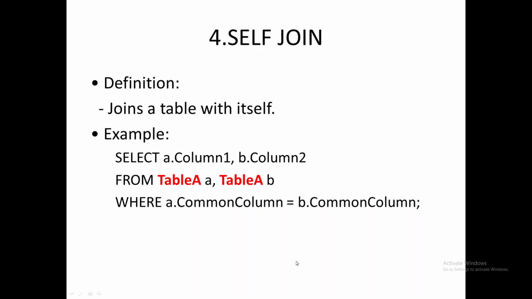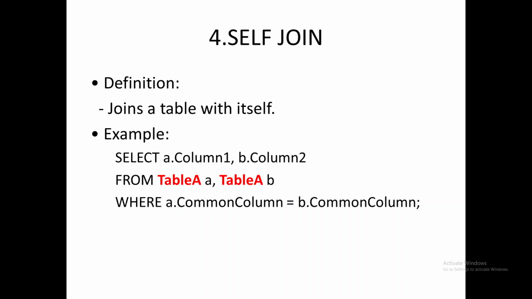Next type of join is called a self join. Self join basically means joining the same table to itself, joining a table with itself. I can explain by syntax or by example. Table A is my table, and table B is actually that same table. So how am I going to join? Let's say A dot common column is equal to B dot common column, so both tables have the same common column.